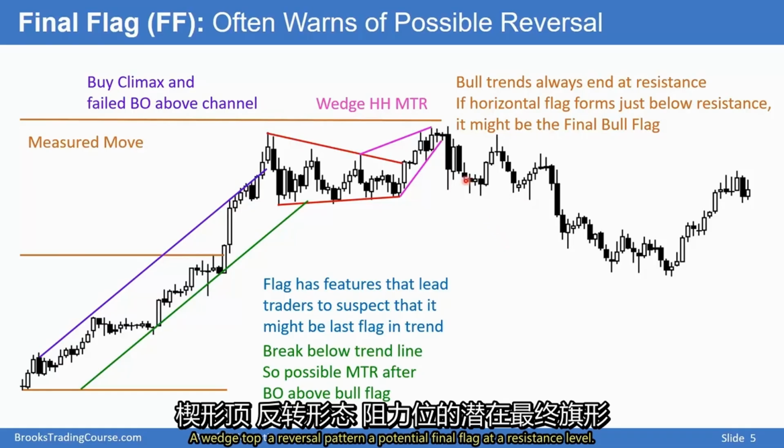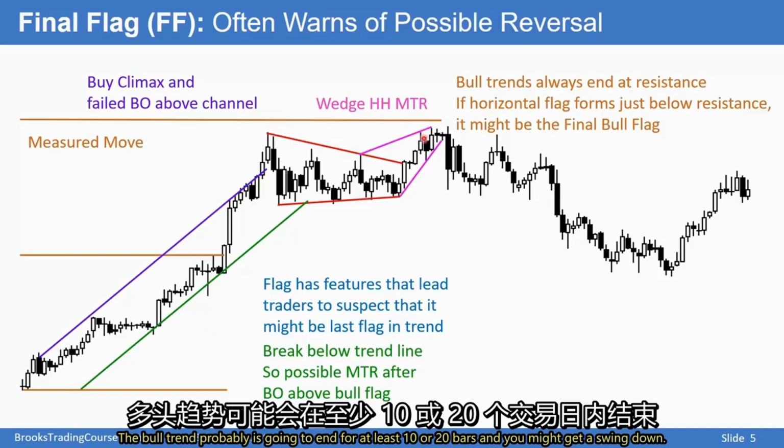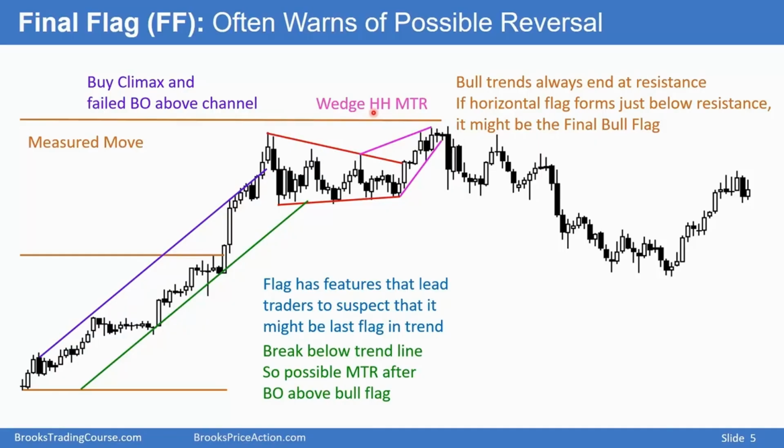Traders are going to be looking for some kind of a correction, a wedge top, a reversal pattern, a potential final flag at a resistance level. The bull trend probably is going to end for at least 10 or 20 bars, and you might get a swing down.